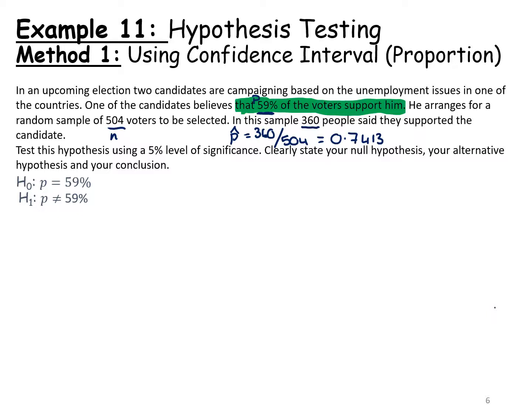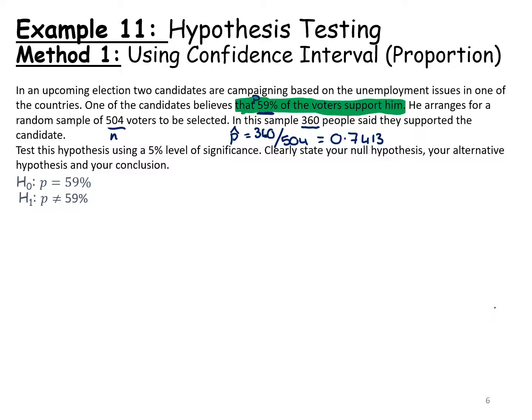Our alternative hypothesis is p does not equal 59%. So would you say 59% of the voters don't support him? But that's also not right, because 59% of the voters support him and 59% of the voters do not support him. They're not exhaustive events either. So it's really important that you reword these, so it'll always happen in proportion questions. This isn't just this particular question. It will be always in proportion questions.